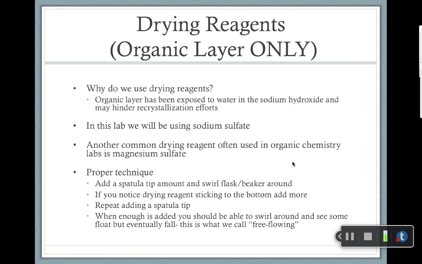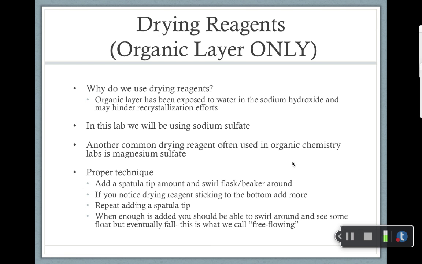So drying reagent. I touched on why, how we come in contact with water, previously in the extraction portion, but when you're doing this lab, we're going to be using sodium sulfate. Another common one that you see in organic chemistry labs is magnesium sulfate. They accomplish the exact same thing. Their purpose is to remove water from an organic layer.